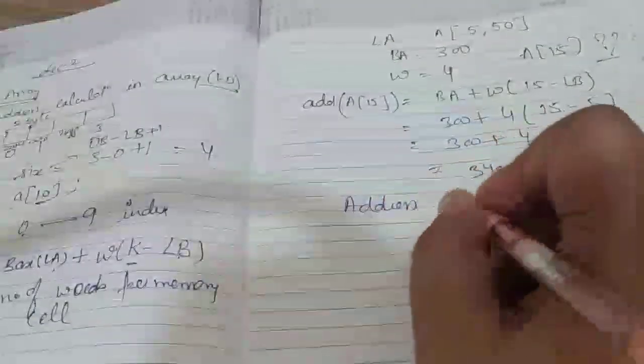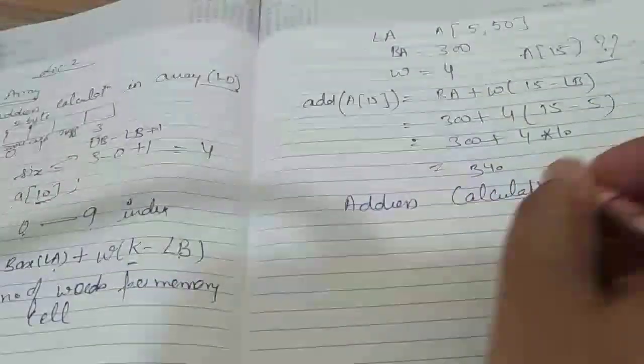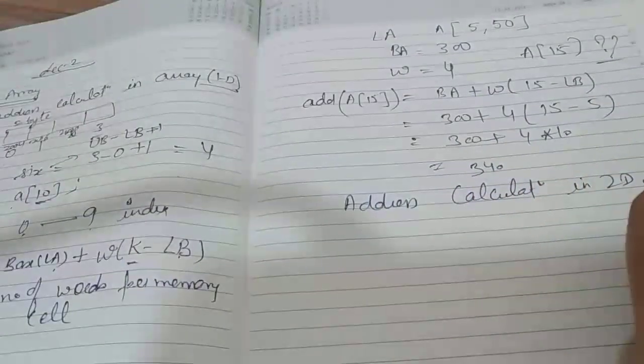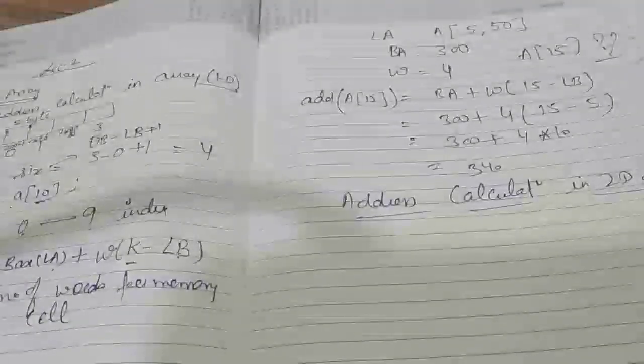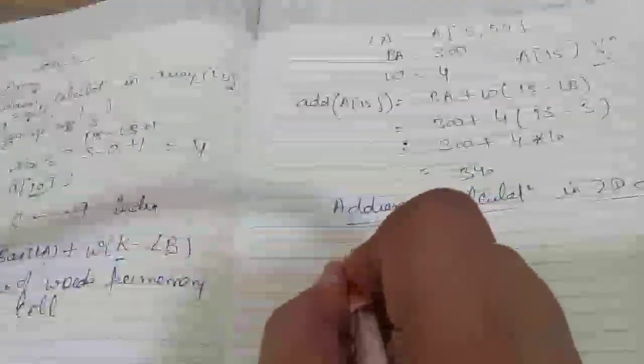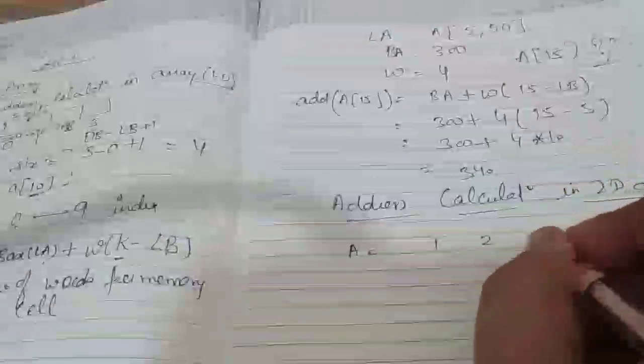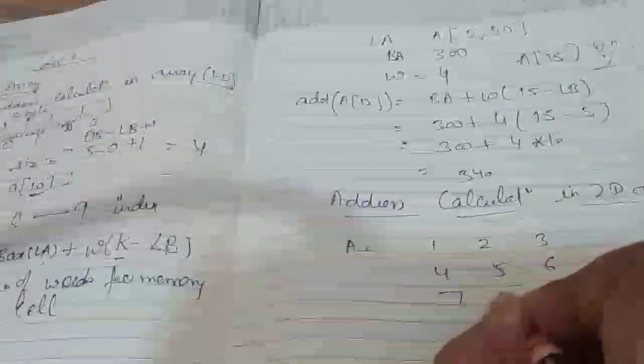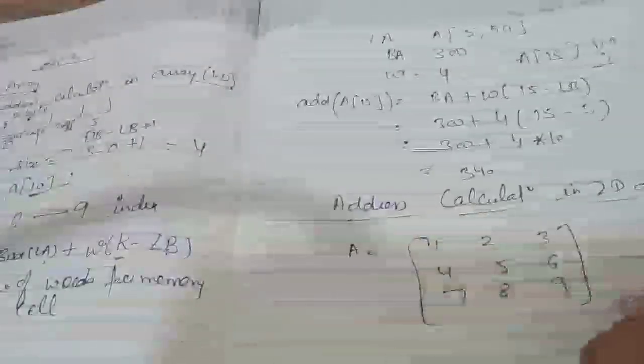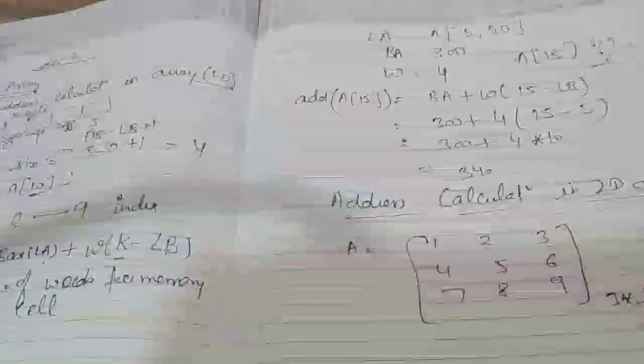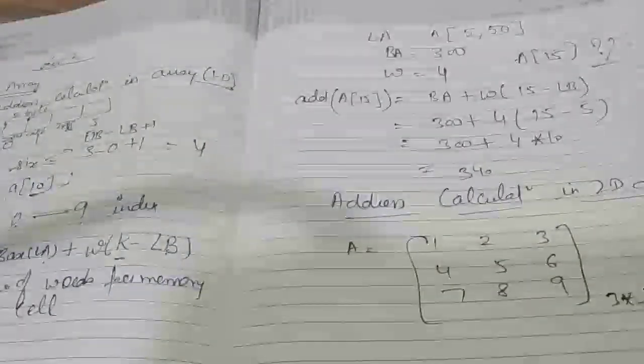Now we will talk about address calculation in 2D array. How will we calculate address in a 2D array? Let's suppose I have a 2D array like this: 1, 2, 3, 4, 5, 6, 7, 8, 9. This is a 3 by 3 array. This is the 2D array.